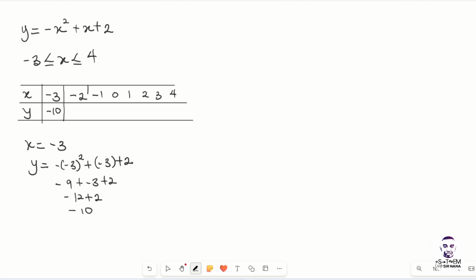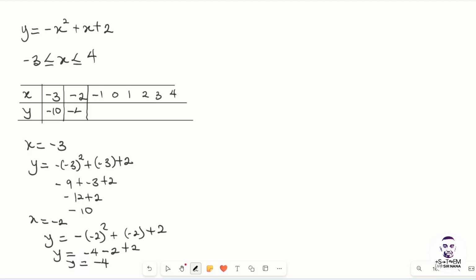We are going to go for negative 2. So if x is equal to negative 2, then y will be equal to negative of negative 2 all squared. Remember that we put the negative 2 in brackets because the negative 2 is being affected by the square. Plus negative 2 plus 2. So in this case, you are going to have y equal to negative 4 minus 2 plus 2. So it means that y will be equal to negative 4.